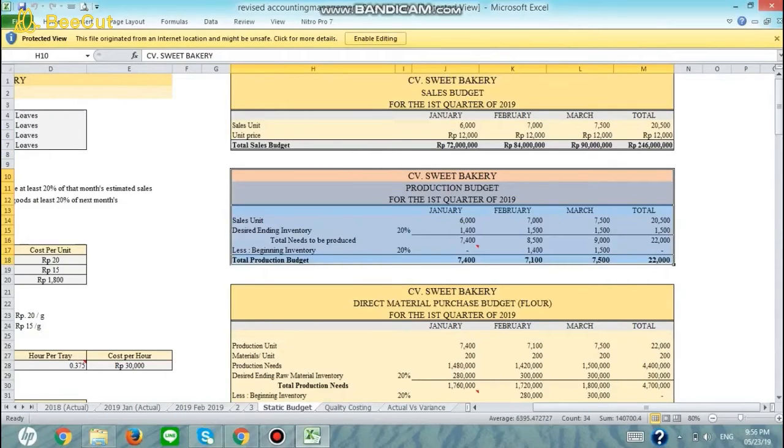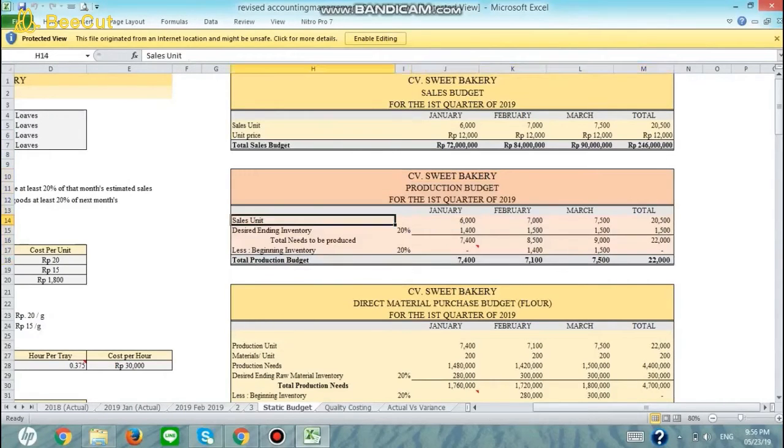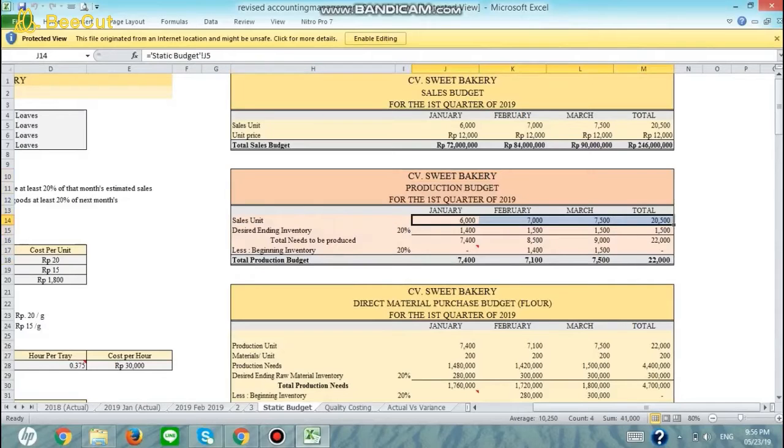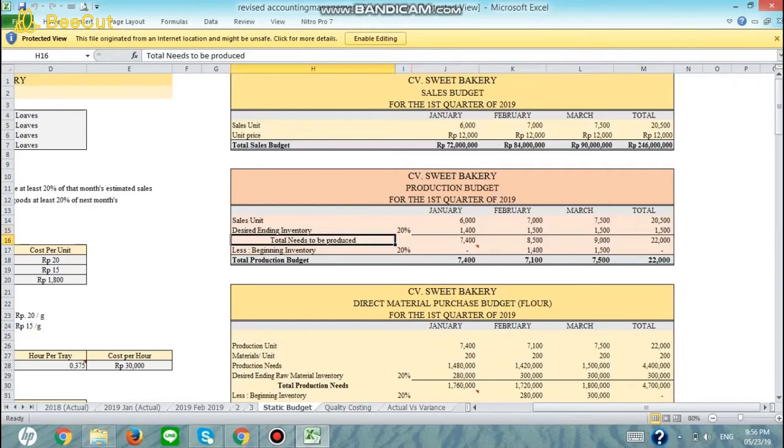Next, we have to make the production budget. Input the sales unit for each month and also the desired inventory, which is 20% of the next month estimate sales, as known in the list of information. Total sales unit plus desired ending inventory, we will get the total need. Total need less the beginning inventory, we will get the total production budget.